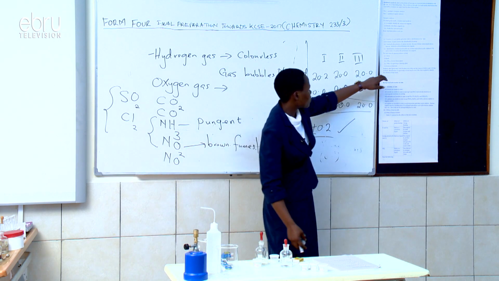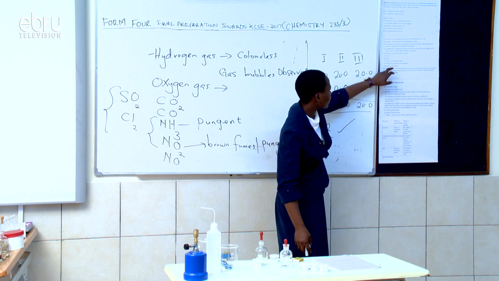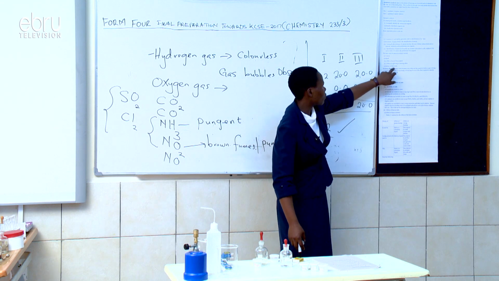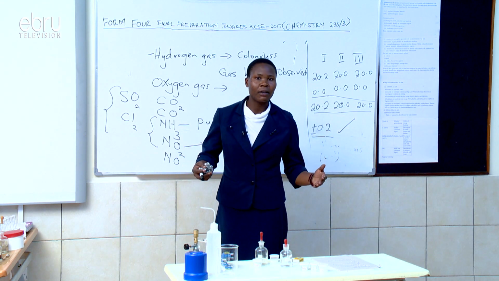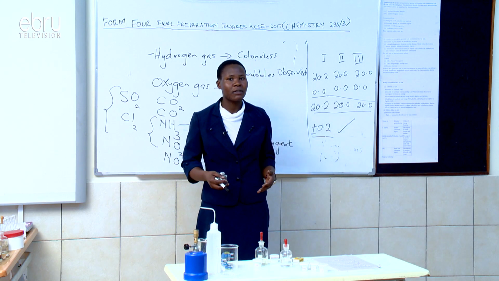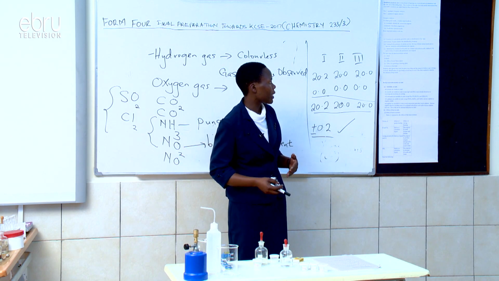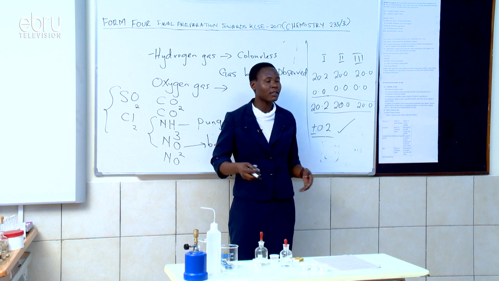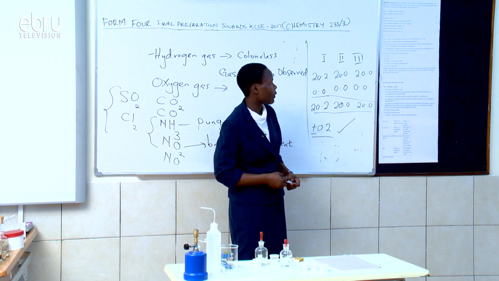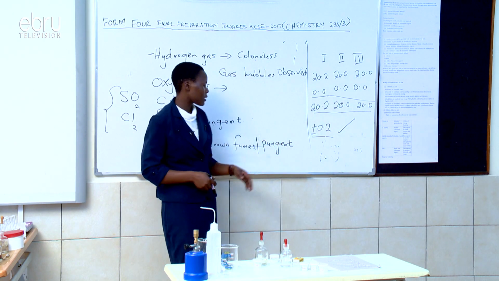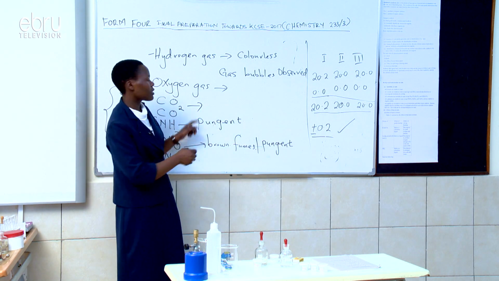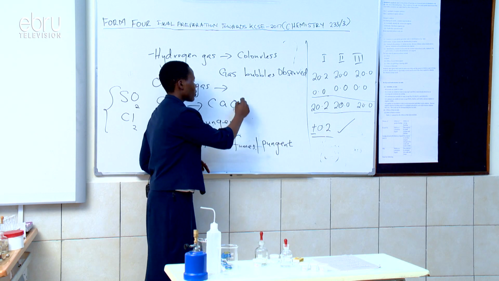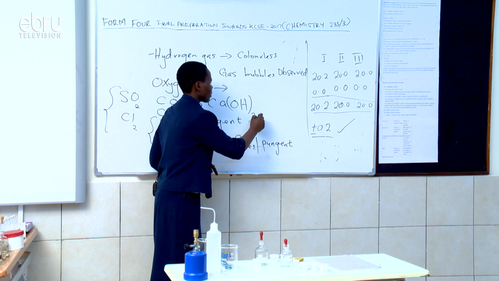And then there is also need to look at the action on lime water. That is, if a gas is being produced and the learner doesn't know what the gas is, but he has been asked to tell the identity, then action on lime water will automatically tell the learner that that is carbon (IV) oxide that is being produced. So carbon (IV) oxide basically uses lime water, which is calcium hydroxide.